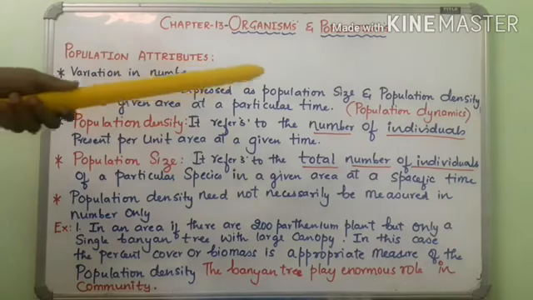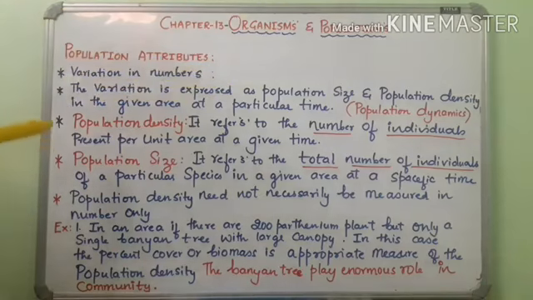Next is population density. It refers to the number of individuals present per unit area at a given time.